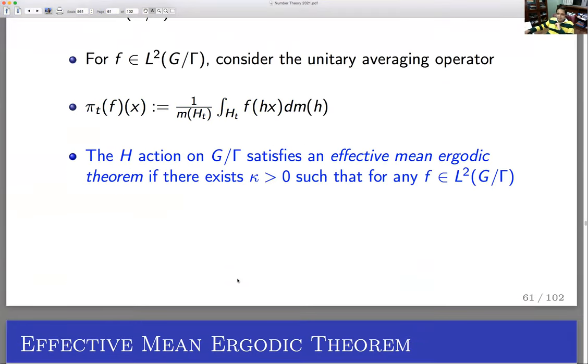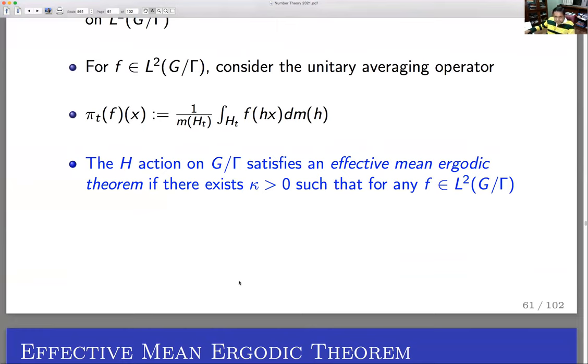Sorry, please excuse me. There are a few questions from Sergei Konyagin. Sergei, would you like to unmute and ask away?